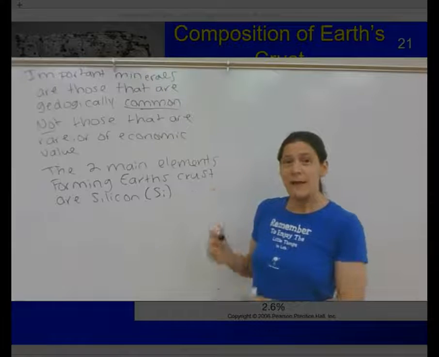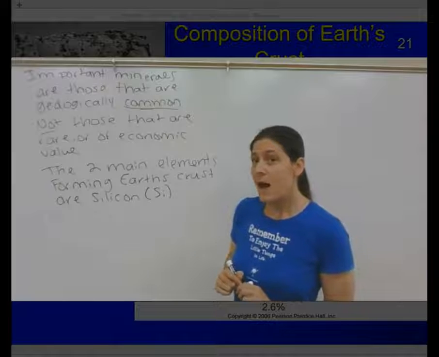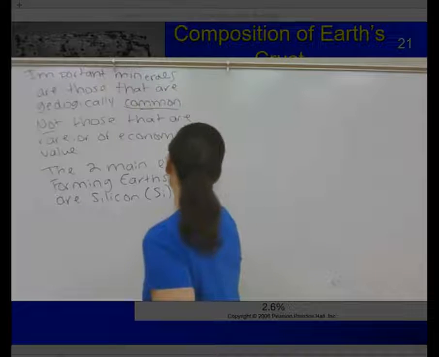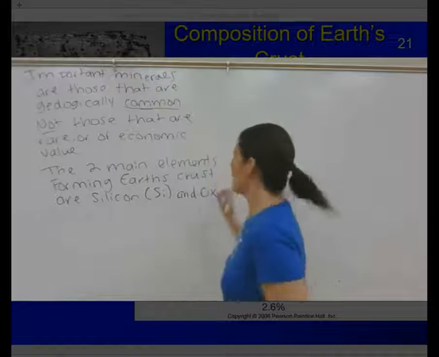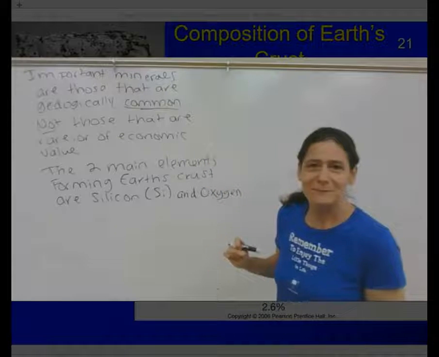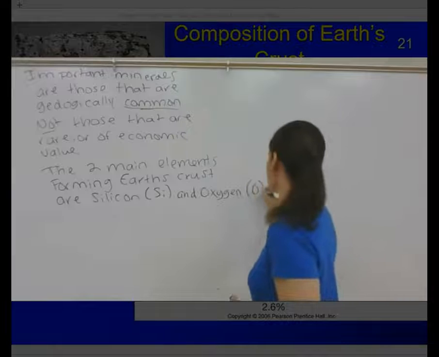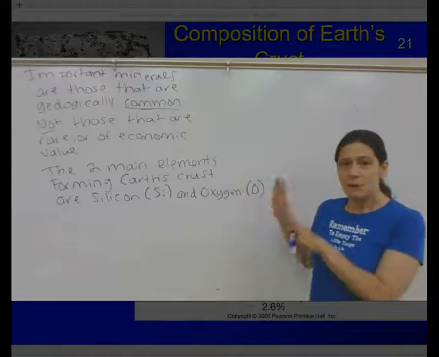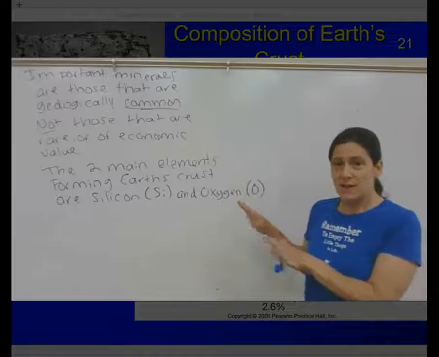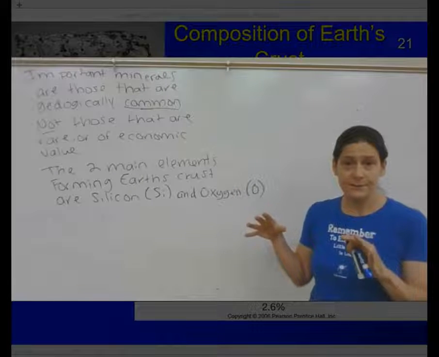So again, the two main elements forming Earth's crust are silicon and, what was the other? Oxygen. And oxygen is just abbreviated with an O. So those are the two main ingredients. They form the foundation of almost every mineral that we come across here in Earth's crust.